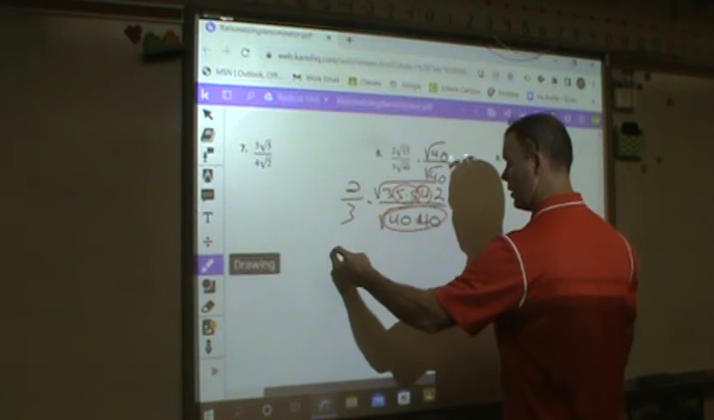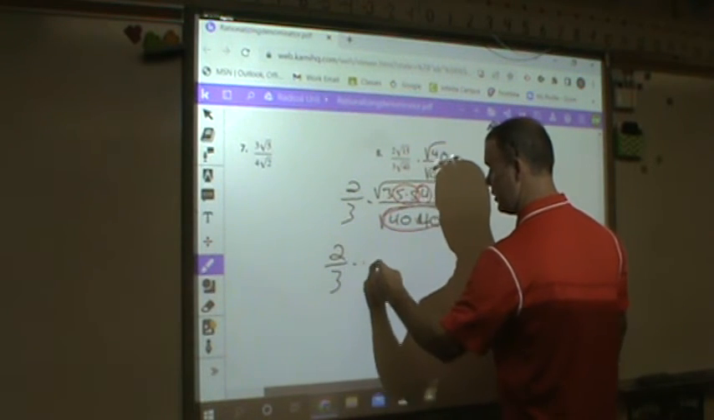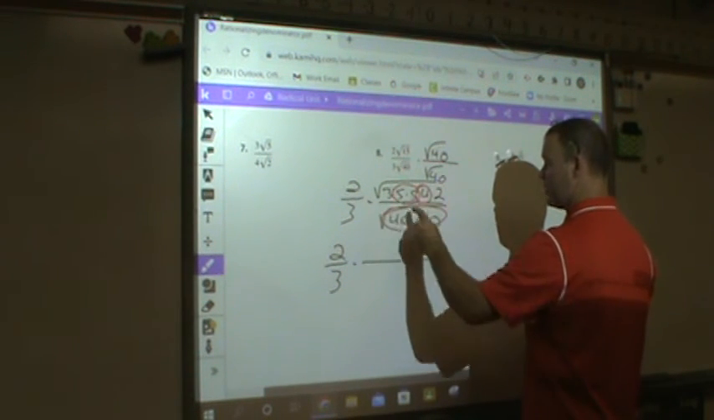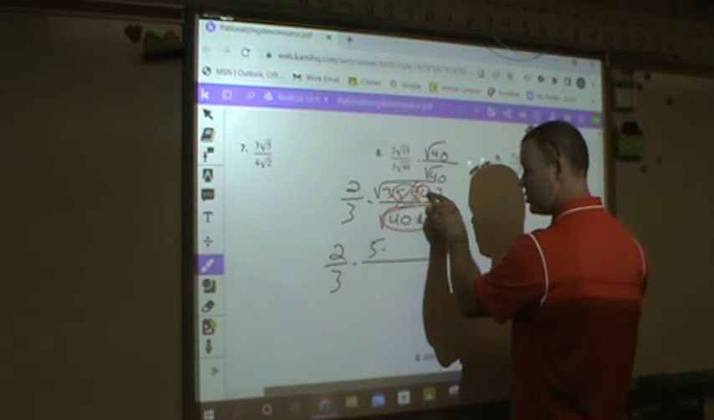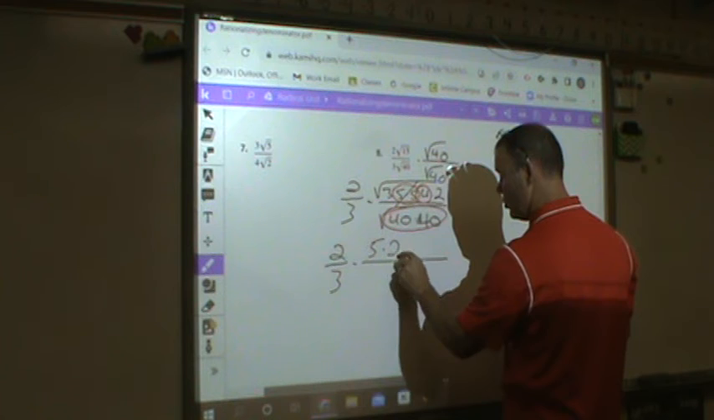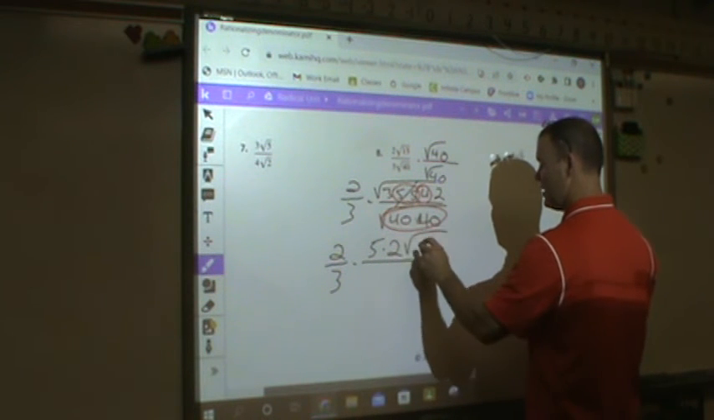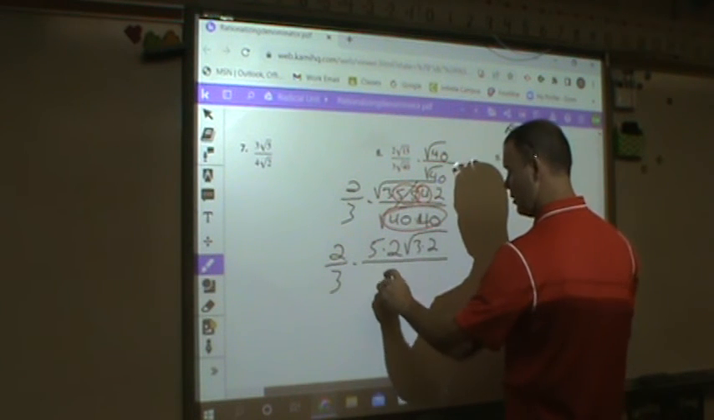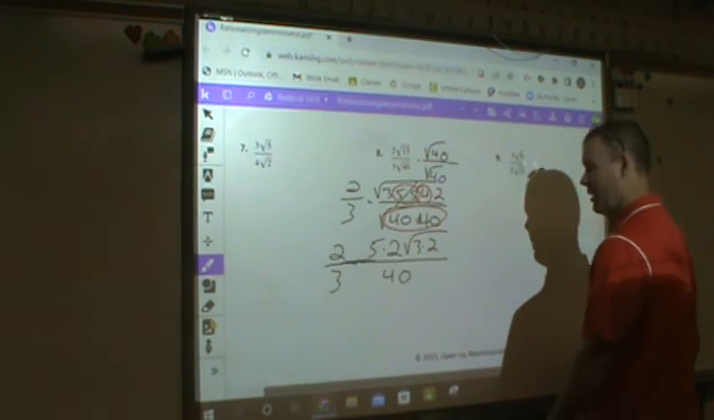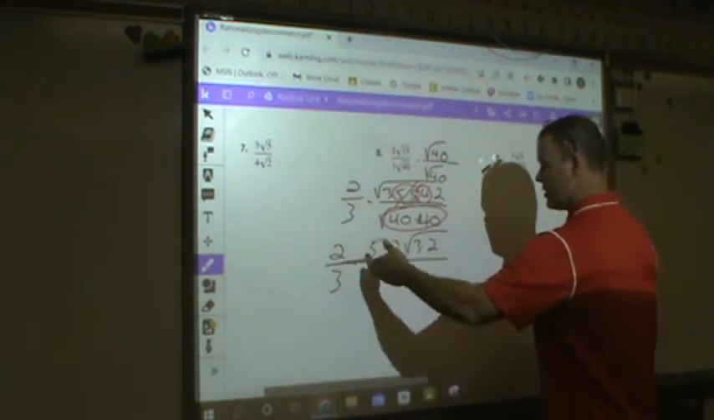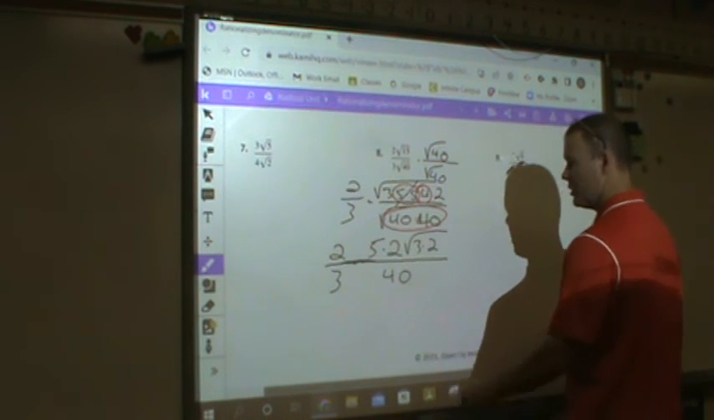So here we go. We're well on our way. Keep the 2/3. Didn't do anything with it. Remove my perfect squares. I get to remove a 5. I get to remove a 2. The square root of 4 is 2. What stays? The 3 times the 2. The 40 comes out. And again, I'm going to connect these. I'm going to multiply them without actually multiplying them, because I want to be able to reduce.